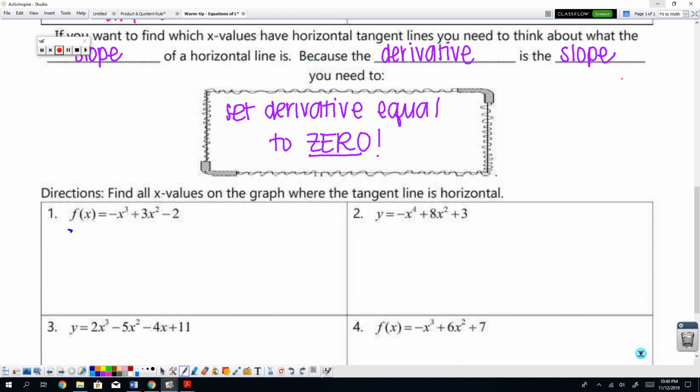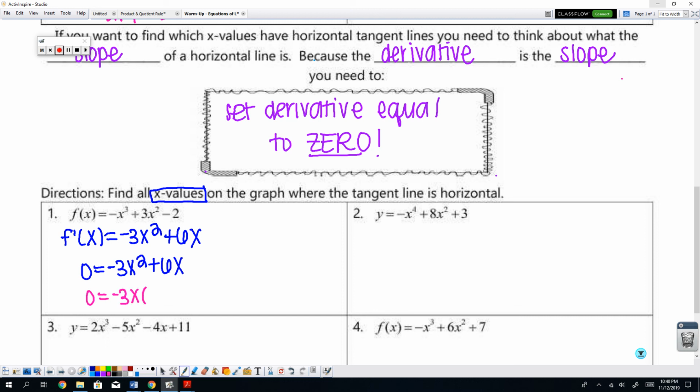So we're going to find the derivative, f prime of x is negative 3x squared plus 6x. And it says find all x values. That means we're going to set it equal to 0 and solve for x. 0 equals negative 3x squared plus 6x. Okay, absolutely nothing fancy here. We're going to factor. So take out a greatest common factor. 0 equals negative 3x times x minus 2, and then we're just going to solve them.